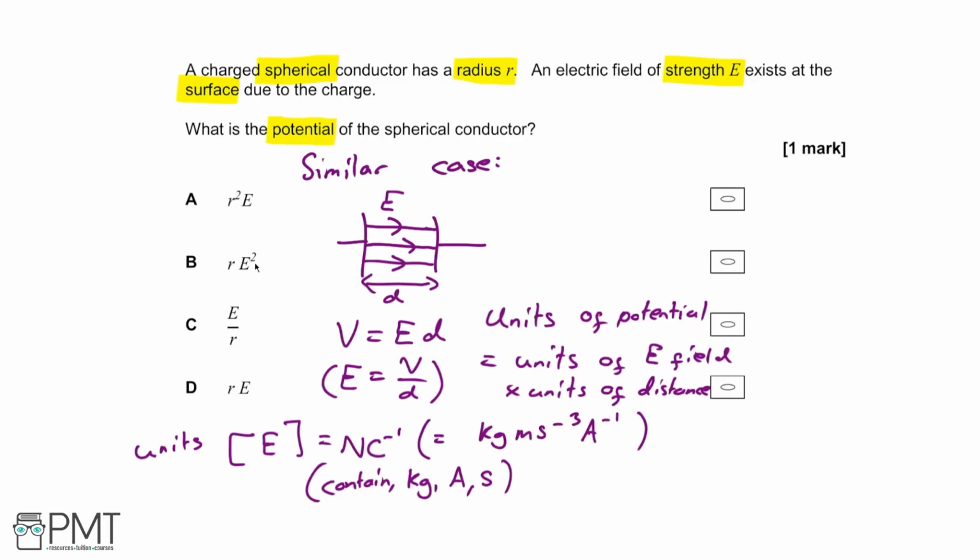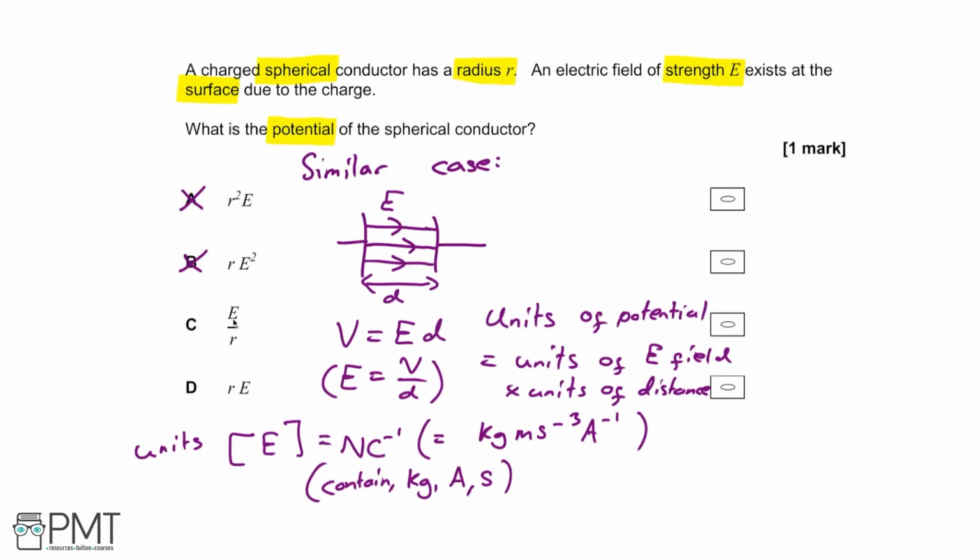So therefore, for example, if I squared E, then I would have kilograms squared, and there would be no way for me to turn that into kilograms again to satisfy the definition V is ED, which would just be kilogram meter squared per second to the minus 3 per amp. So what I'm saying is that by using dimensional analysis, we can consider which of these cases has to be correct. So A is out because it's got a distance squared times E, so that wouldn't give the correct units. B, I've already discussed why that's incorrect.